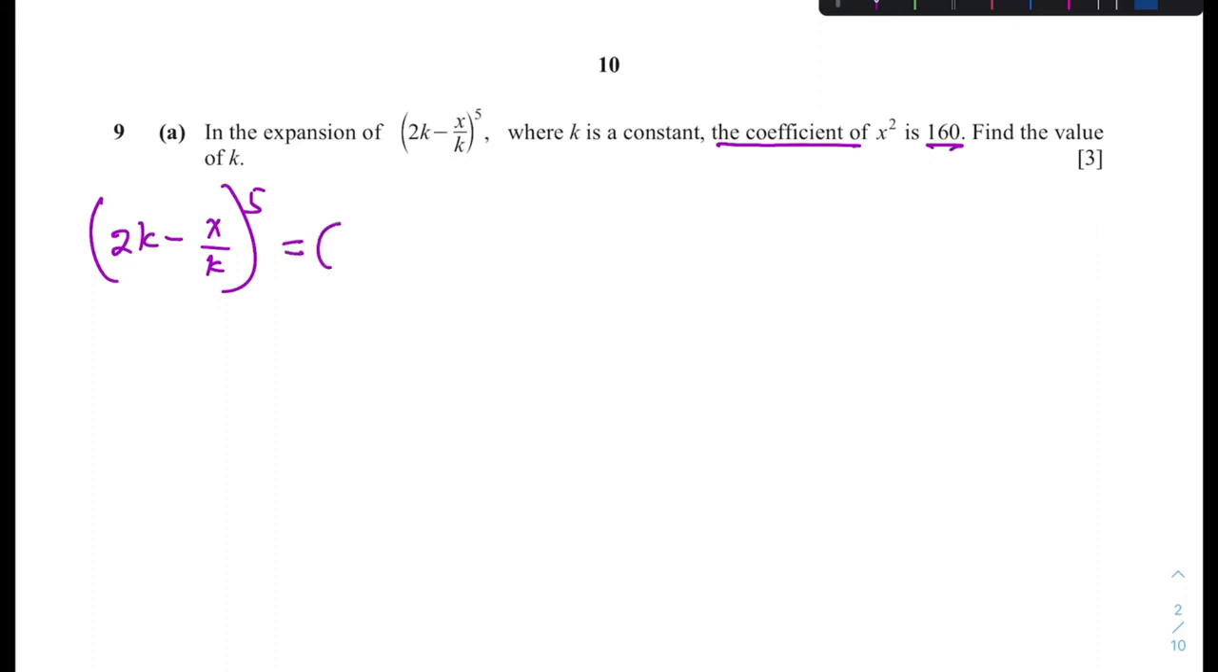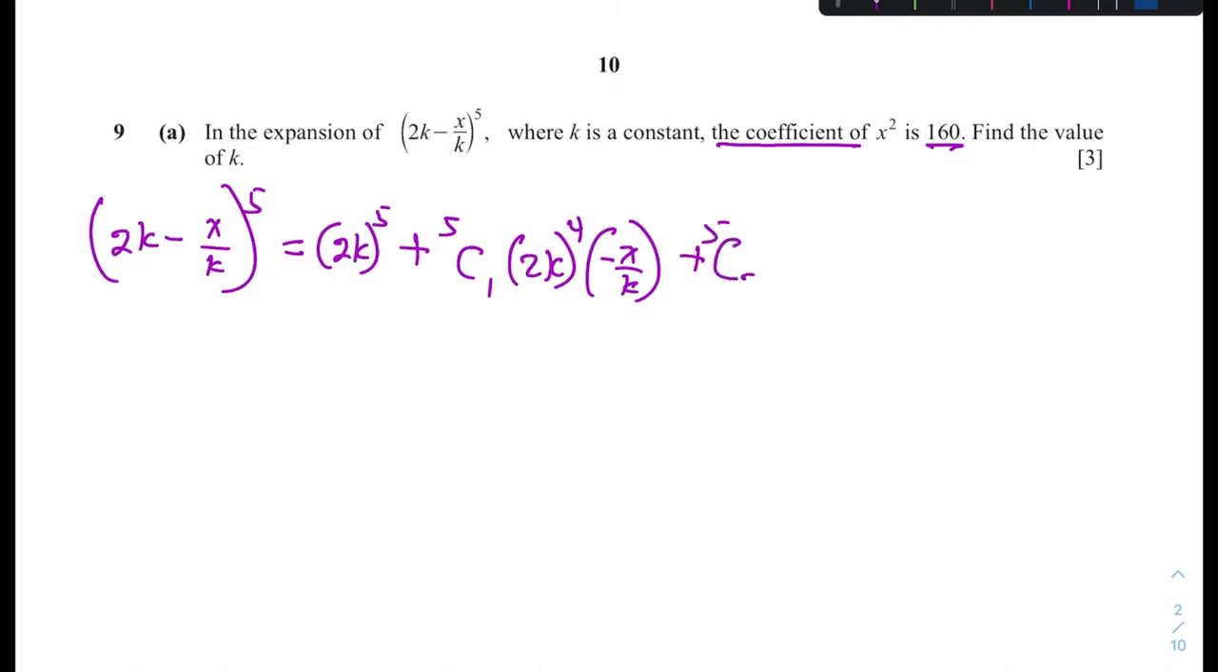So let's expand it. First, we have 2k to the power 5. After this, I'll show you the shortcut. I want to just expand the whole thing and then use the shortcut to help you out. Then plus we have 5 combination 1, 2k to the power 4, then negative x over k. Then we have plus 5 combination 2, then we have 2k to the power 3.